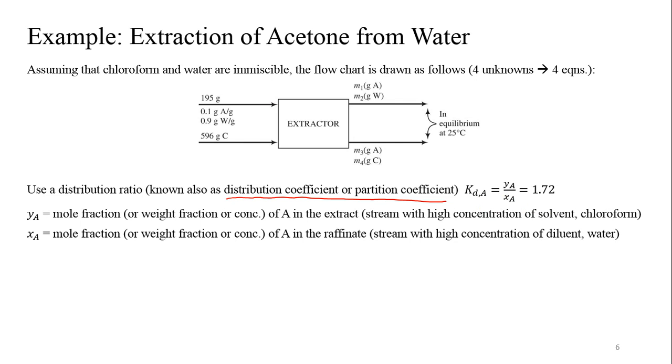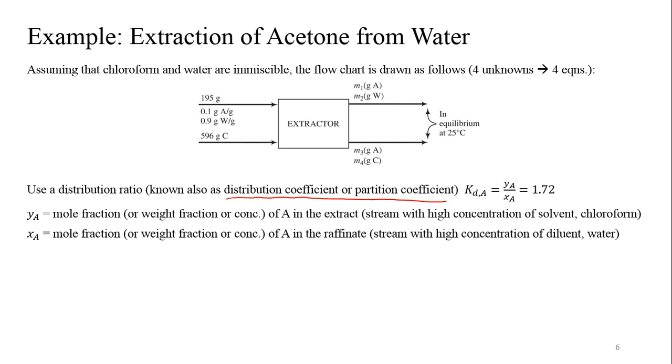Right? And so that's essentially the ratio of two mole or weight fractions representing concentrations. Our Y sub A, again, is going to be the concentration of the solute, in this case acetone, in the extract, right? So that's our solvent stream. And that's going to be divided by that mole fraction or weight fraction of acetone in the raffinate, which is a stream that contains the diluent or water, right? So we can use that information then to figure out the rest of the problem.